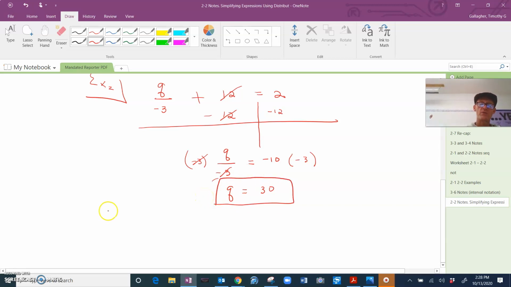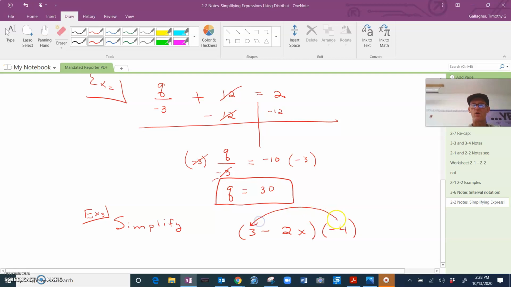Okay? Now, part of your assignment is simplifying with distributive property, which isn't so bad. So we'll do one example like that, and this is example 3, and then that will be it. Okay? So we're going to now look at something like 3 minus 2x, or 3 negative 2x, and we're going to multiply that by -4. Now the -4 gets distributed and multiplied by both of these terms.